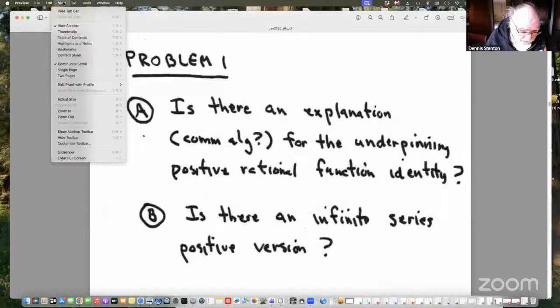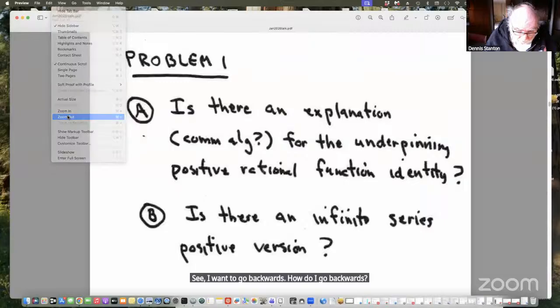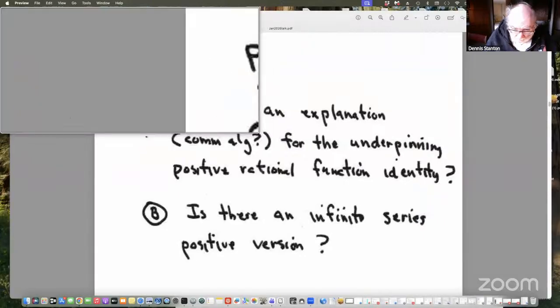See, I want to go backwards. How do I go backwards? Oh, there we go. Let's zoom in.